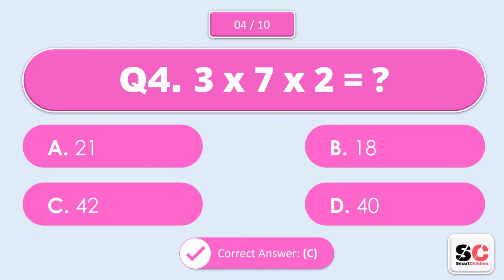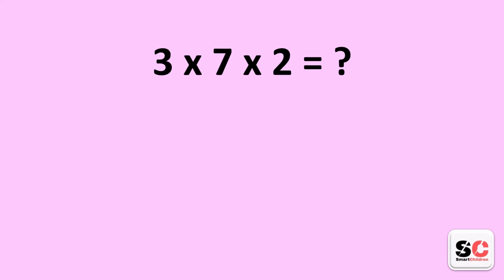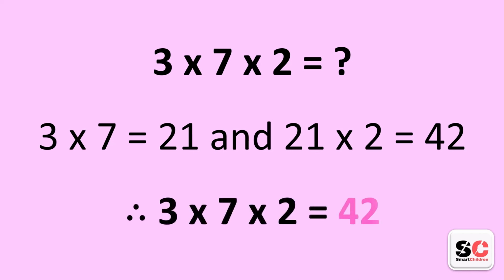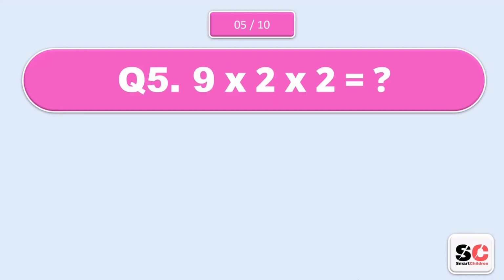42. 3 multiplied by 7 is equal to 21 and 21 multiplied by 2 is equal to 42. Therefore, 3 multiplied by 7 multiplied by 2 is equal to 42. 9 multiplied by 2 multiplied by 2 is equal to?